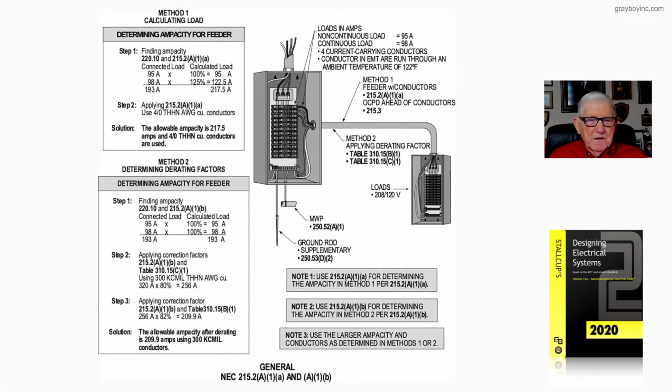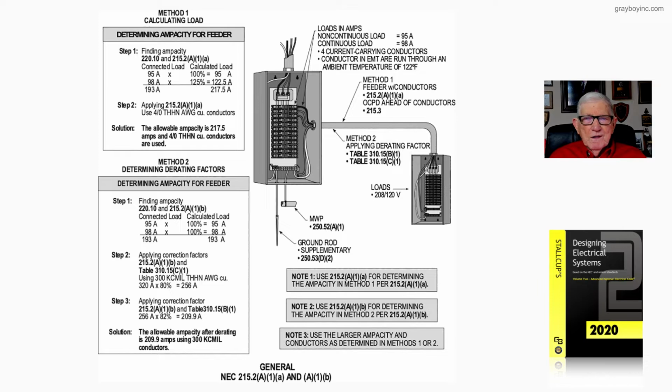Now this figure 15-12, we're getting into correction factor problems and derating and adjustment factor problems that we have to look at. Notice the load in amps is non-continuous load 95 amps, continuous load 98 amps, and we have 4 current carrying conductors, but we're routing the raceway system with the conductors through an ambient of 122 degrees Fahrenheit. We're routing more than 10% of the run or 10 foot of the run through this higher ambient.